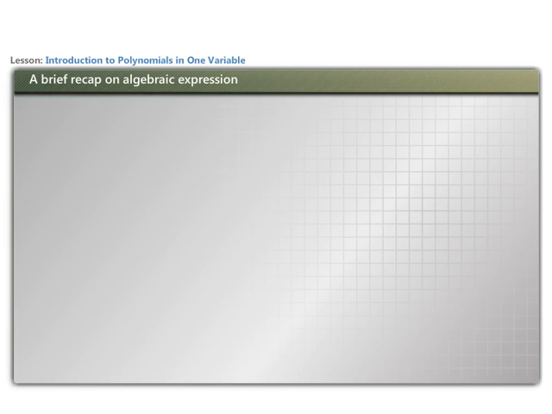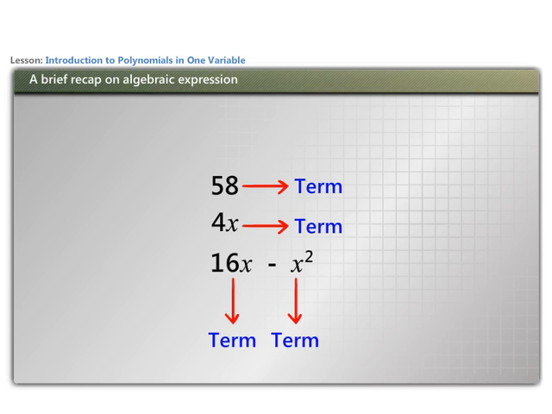And each part which makes up the expression is called a term. So, here 58 is a term and so is 4x. Can you identify the terms in the third expression? Here we have 2 terms, 16x and minus x square.